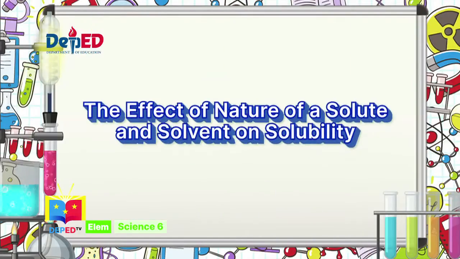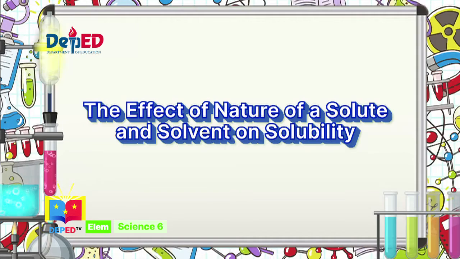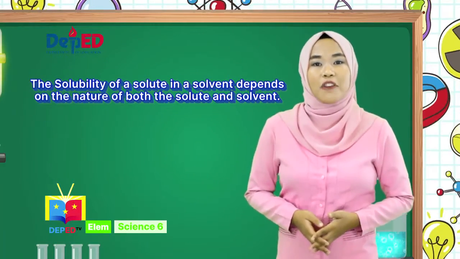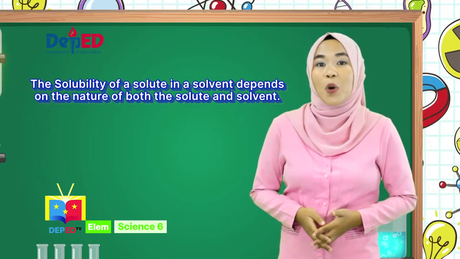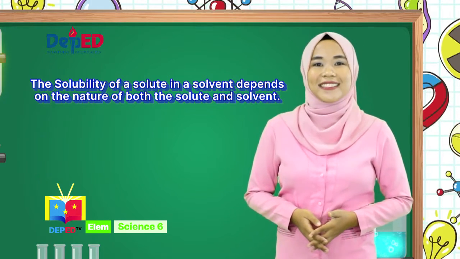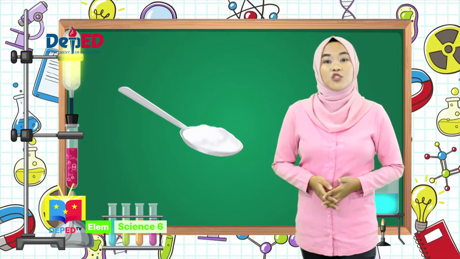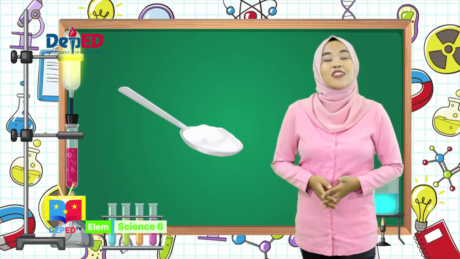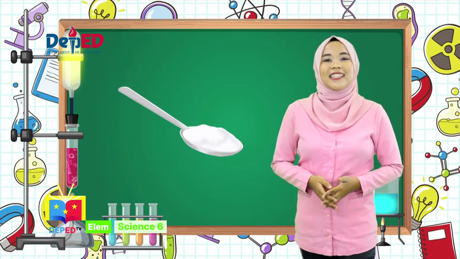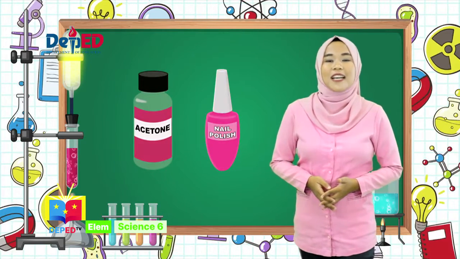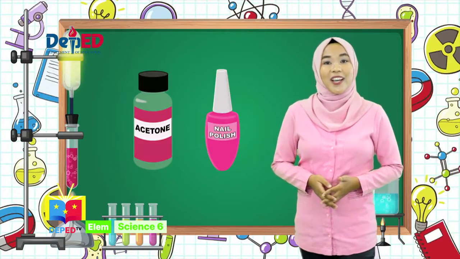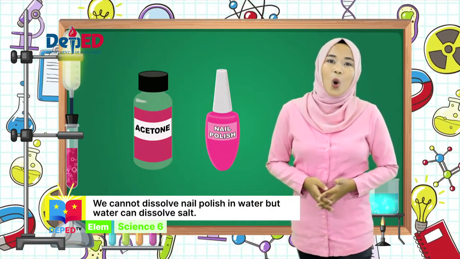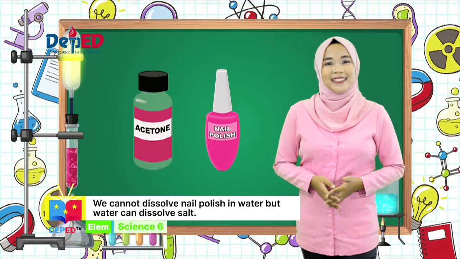The effect of nature of solute and solvent on solubility. The solubility of a solute in a solvent depends on the nature of both the solute and solvent. Example, salt, a solute, dissolves in water, a solvent. Nail polish dissolves in acetone. We cannot dissolve nail polish in water, but water can dissolve salt.